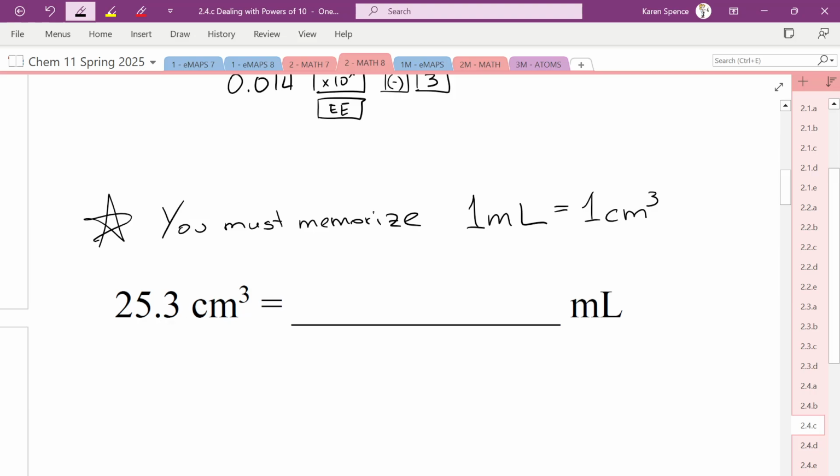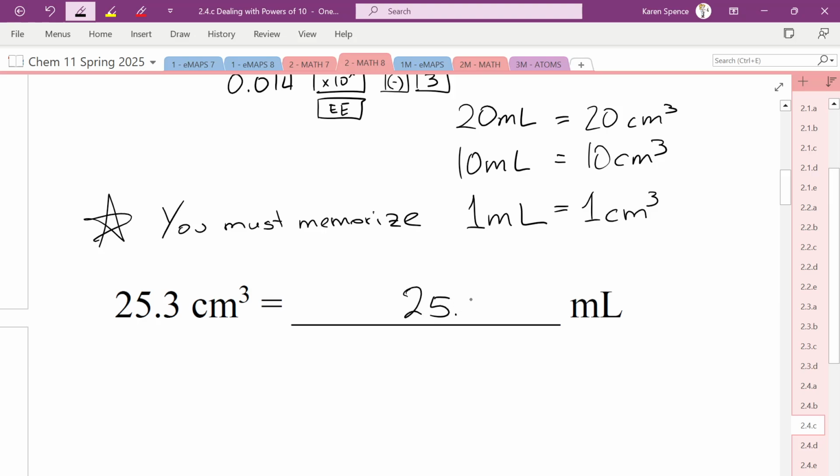25.3 centimeters cubed is equal to how many milliliters? If 1 milliliter is the same as 1 centimeter cubed, 25 centimeters cubed is equal to, okay, if I had 10 milliliters, how many centimeters cubed would I have? This is not rocket science. I would have 10 centimeters cubed, yes? If I had 20 centimeters cubed, how many milliliters would that be? 20 milliliters, because they are 1 to 1. So if I have 25.3 centimeters cubed, then I have 25.3 milliliters.